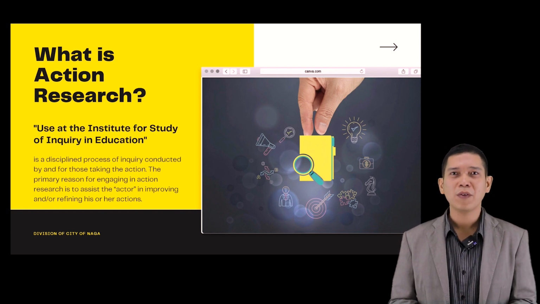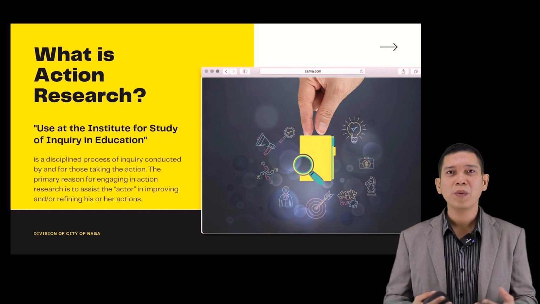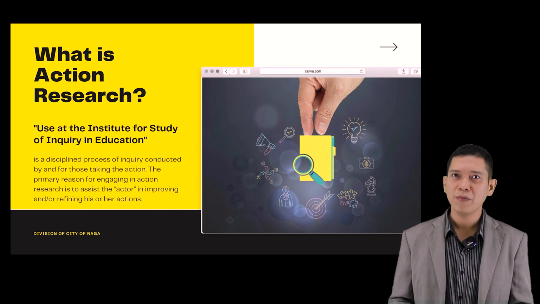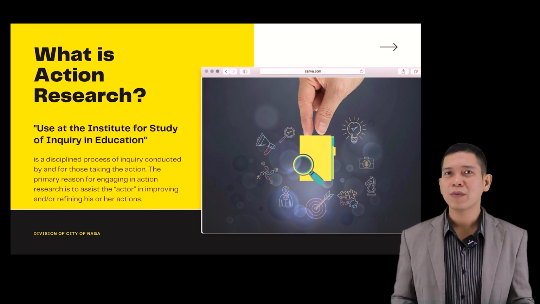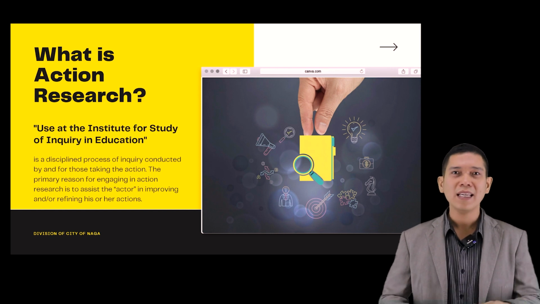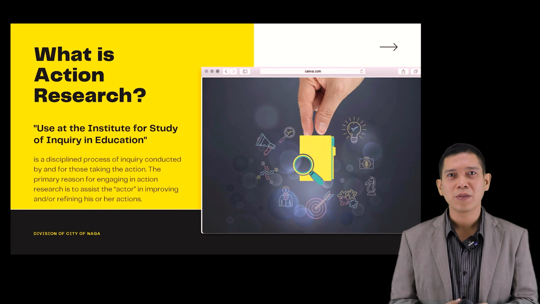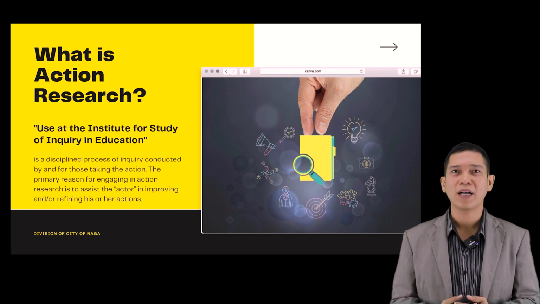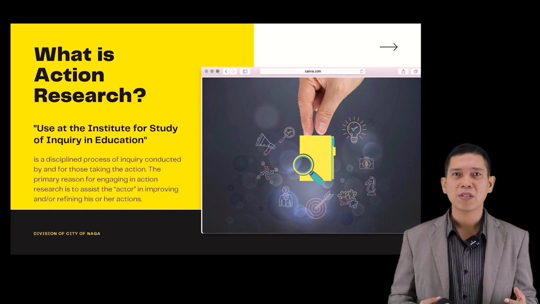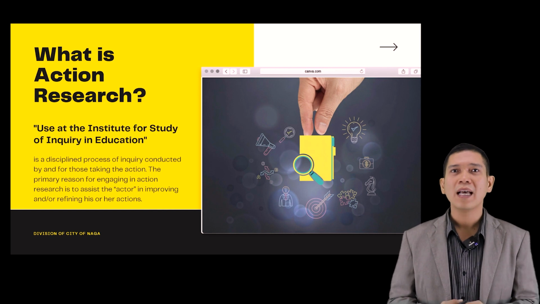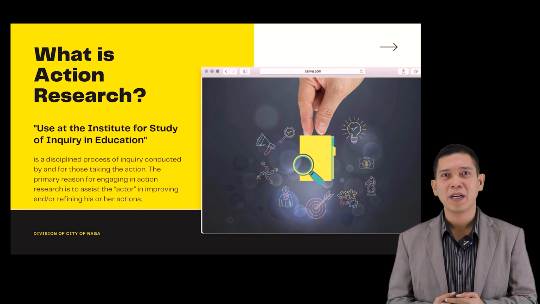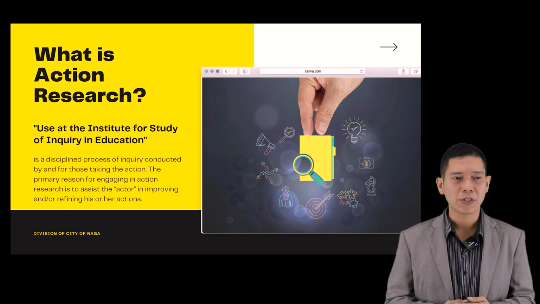So basically, if you conduct action research, you are doing it for the sake of improvement. So if your action research doesn't find any improvement at all, then you cannot call it an action research, because the purpose of doing action research is for the purpose of refining and improving action. And that is the reason why it's called action research.